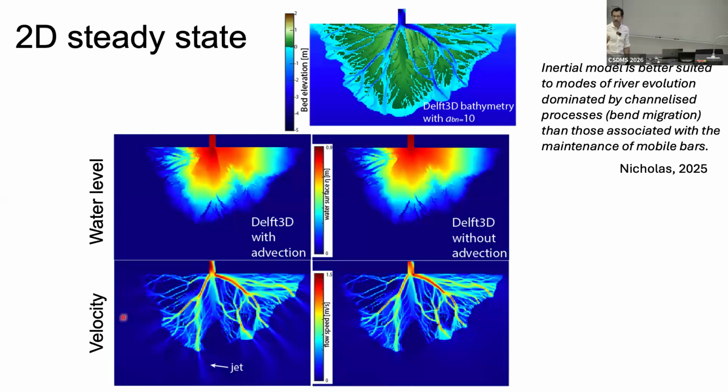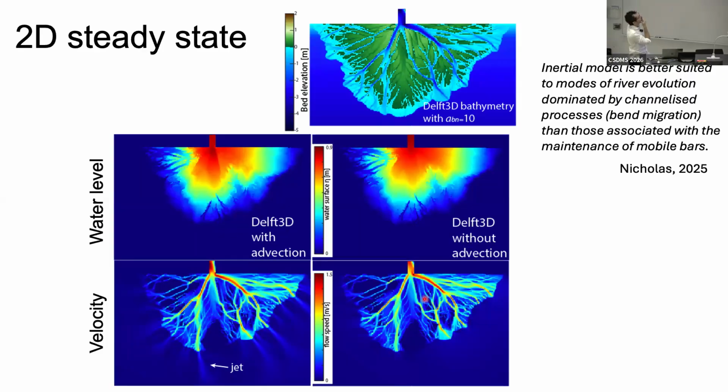How does the hydrodynamics change if you include the advection of momentum, which is the standard way of doing it, or if you remove it? This is a comparison using the hydrodynamics of Delft3D on a delta bathymetry generated with Delft3D. On the left is the standard approach, and you get mostly the jets at the end of the channels. In Delft3D, if you remove the advection of momentum, the flow doesn't capture these jets at the end of the channels, but within the delta it is very, very similar. You can hardly tell the difference.